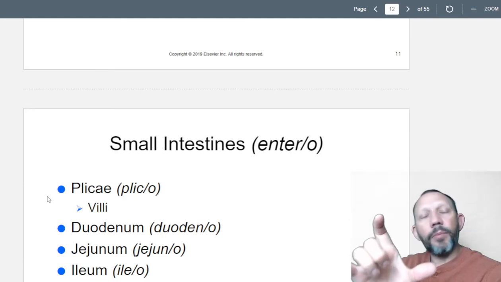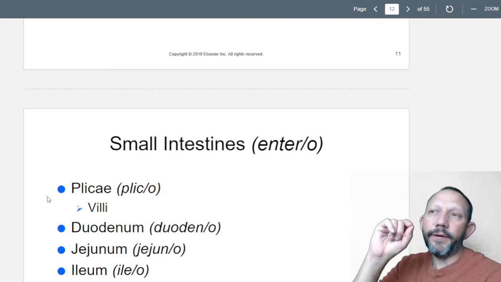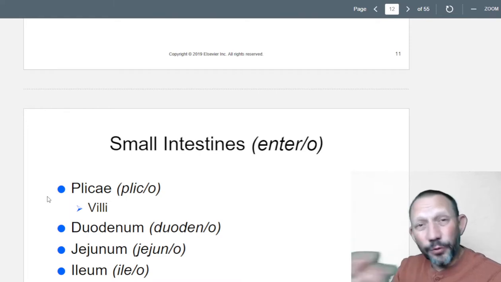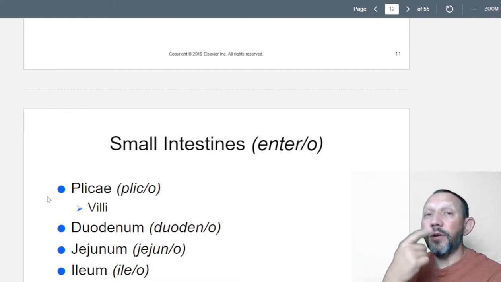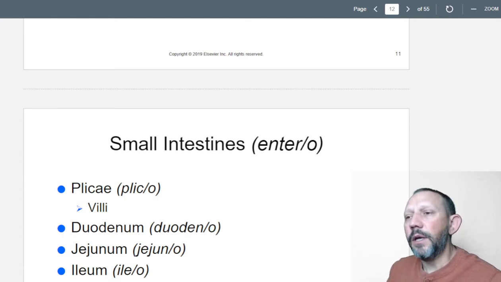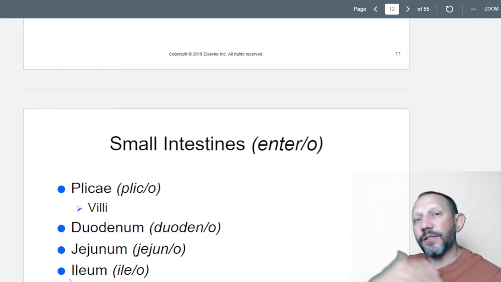Duodenum is a very small part. It connects to the gallbladder and to the pancreas and stuff like that. And then we go straight into the jejunum. That's kind of the central part. The entire system from here all the way to the anus, if you stretched it all the way, is about 33 feet long. That's quite a long way. The ileum is the last part, and that connects to the large intestine.